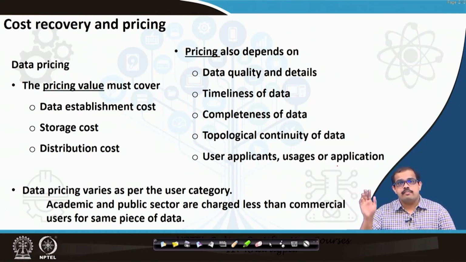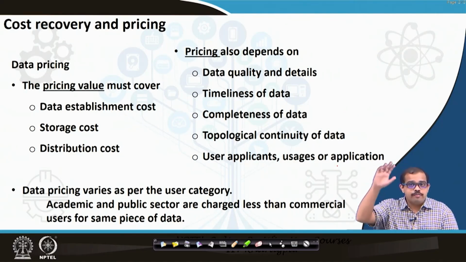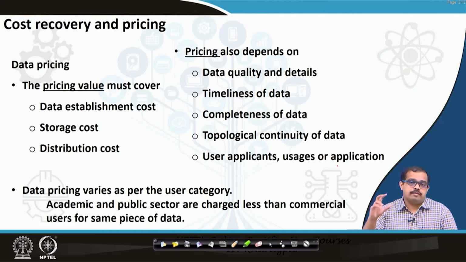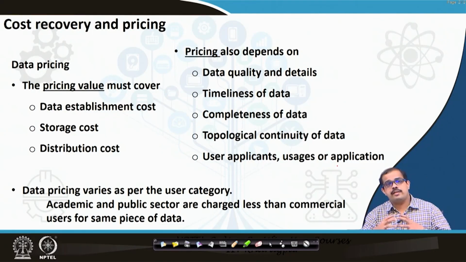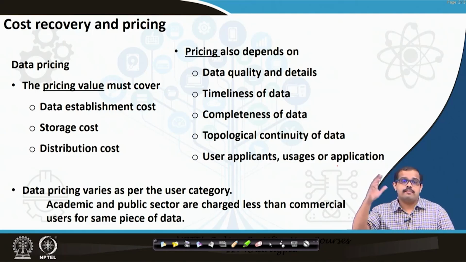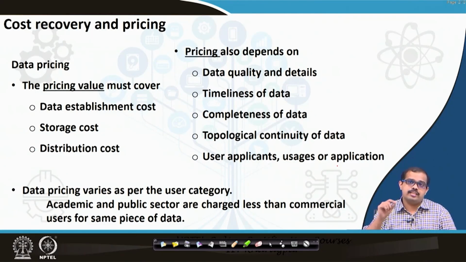When I look at pricing, pricing depends on data quality and details, timeliness of data, completeness of data, topological continuity of data, and the user applications, who will use that particular data in certain applications. So all of these things are considered when you are looking at pricing. So it can be different for user categories. For example, in India the academic and the public sector are charged less, whereas commercial users using the same piece of data buy it at much higher prices. So it depends on what kind of users there are. So there are certain relaxations for academic and public sector users.